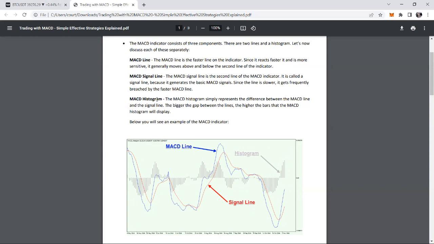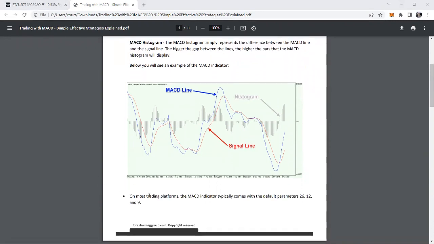Okay, and then you've got the MACD histogram, which is these bars over here. This is the difference between the MACD line and the signal line. So the bigger the gap between the lines, the higher the bars that the MACD histogram will display. As you can see here, there's a big gap over here, and so obviously the bars go low. Here you will see that there's a big gap between the MACD line and the signal line, and so the bars go higher. Same over here, this gap between these 2 lines and the bars go lower. Over here as well, you see they go quite high, and here as well.